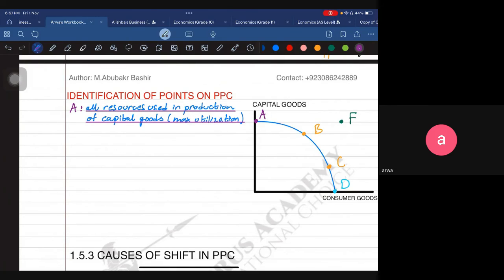Now we have the second point, that is point B and C. In B and C, what is happening is that are you producing one good or are you utilizing your resources to produce both the goods? You're utilizing them to produce capital and consumer goods both. Yes. So production of both goods.